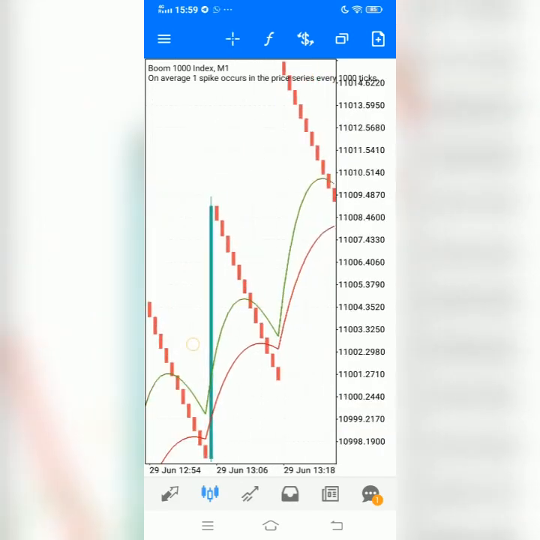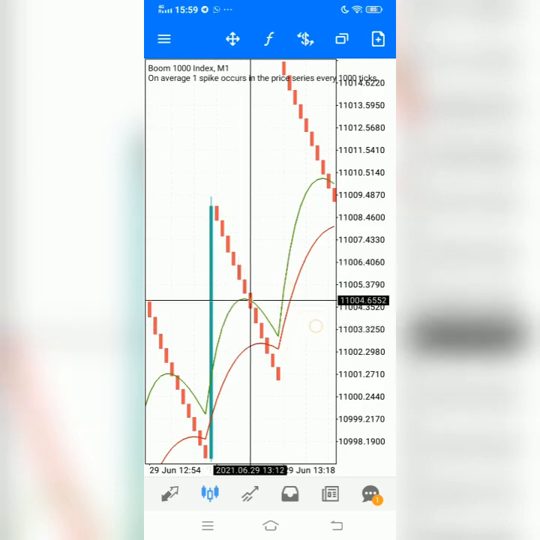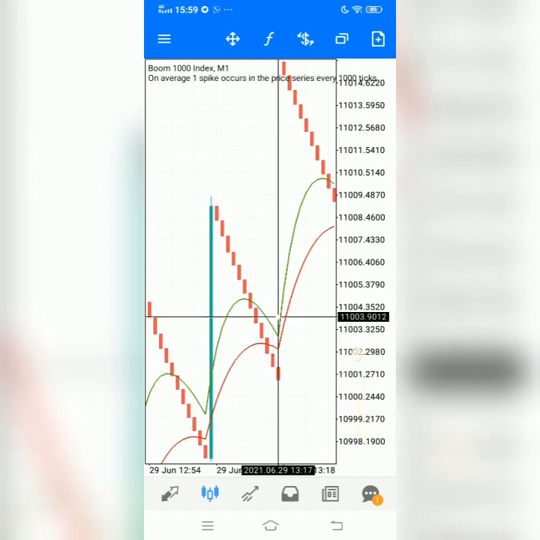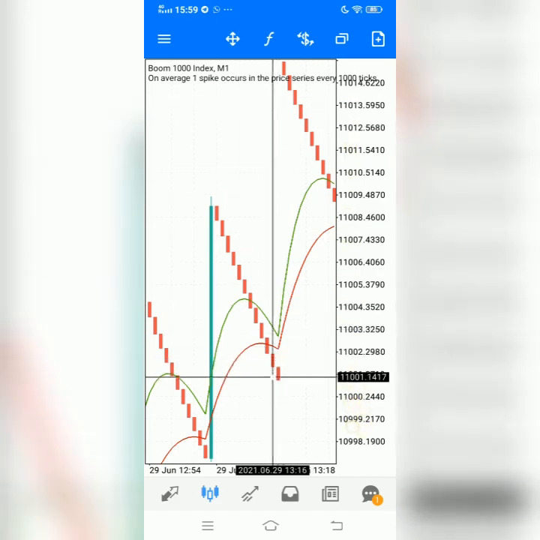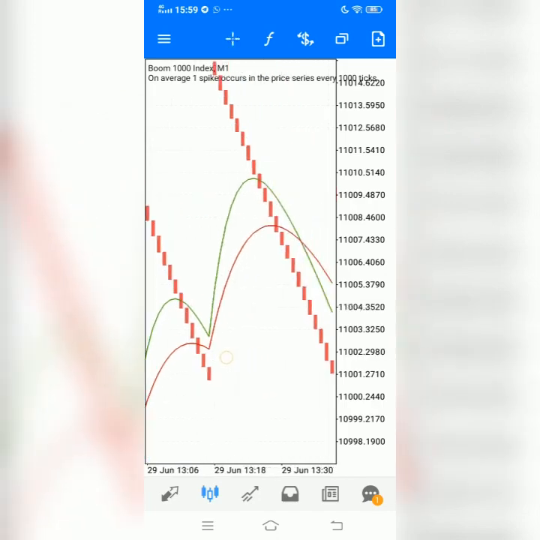Okay, we go again and we check. So first entry, no spike. Second entry, 2 candles, massive spike. Invisible spike, but massive spike. Both positions would have been in profit.